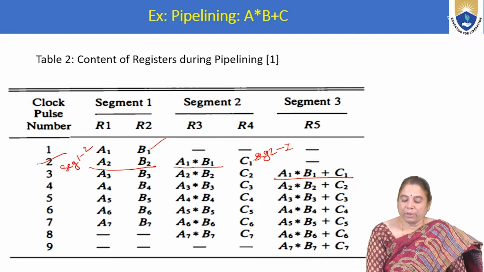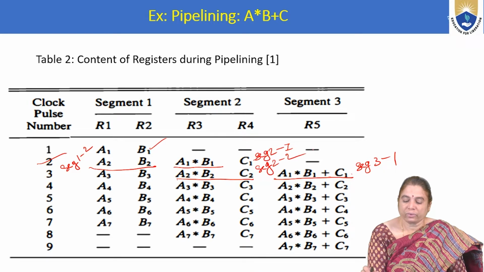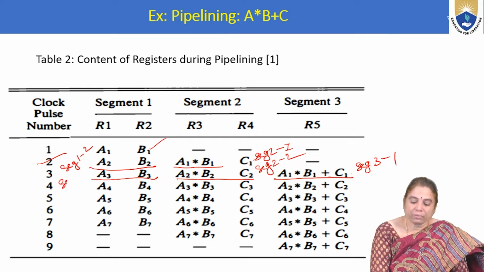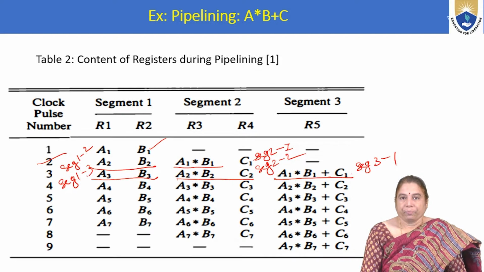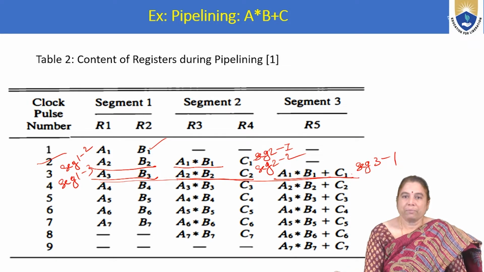So A1 into B1 plus C1, this is the segment 3 of instruction 1. And segment 1 of instruction 2 can be moved to the second segment, that is A2 into B2 plus C2 can be performed. This is the segment 2 of instruction 2. At the same time, the segment 1 of the third instruction can be initiated. Okay. So if you observe here, at this stage 3 instructions can be executing parallelly or concurrently.